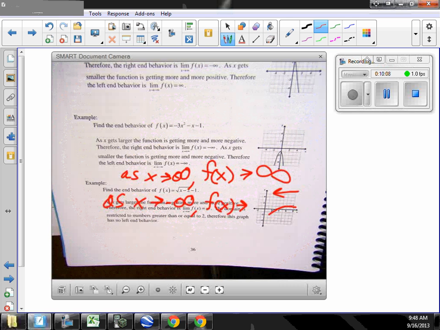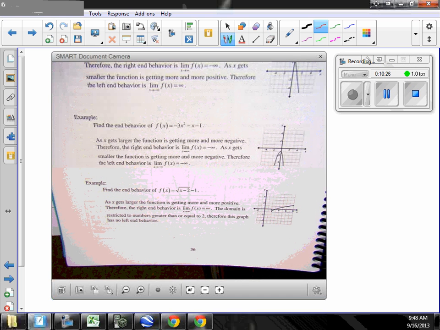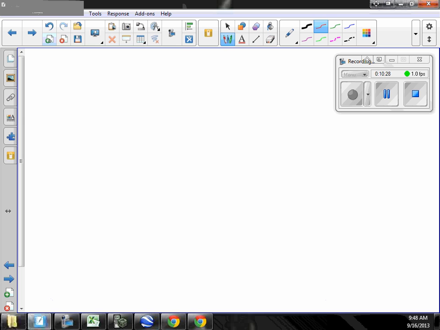Now this is not a case where you can do the empty set, because we're looking for a direction. We're not looking for a number. So you can't use this funny symbol. You just need to say that there is no limit, or it doesn't exist. Okay? Before we move on, I want to talk about graphing polynomials. What does an x squared graph look like?